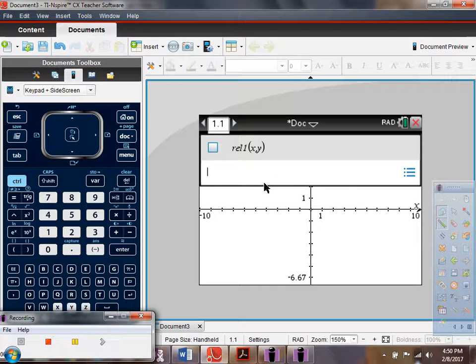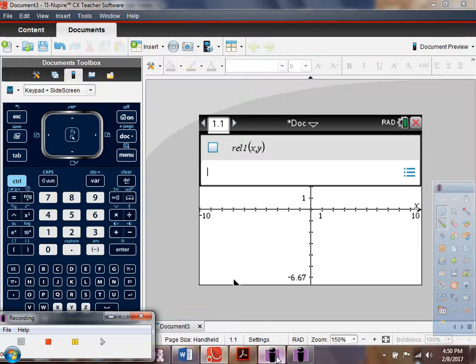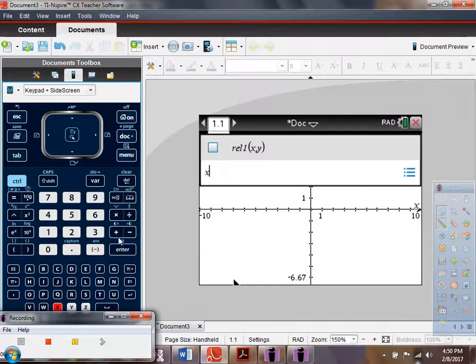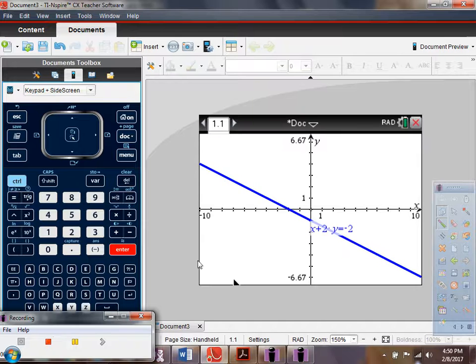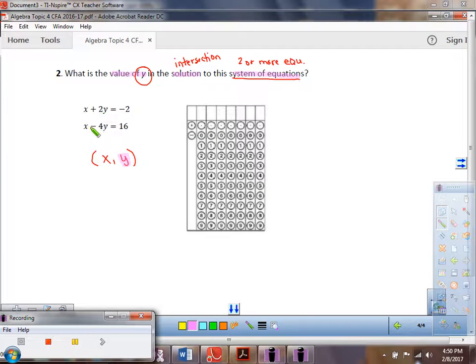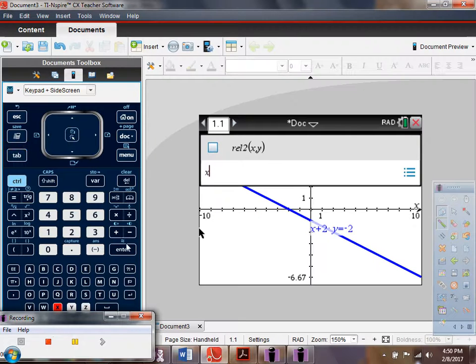And you can type those in standard form here. So the first equation is x + 2y = -2. So x + 2y = -2. Hit enter. You want to type the other equation on the same screen, so hit tab and then type the second equation. x - 4y = 16. So x - 4y = 16.